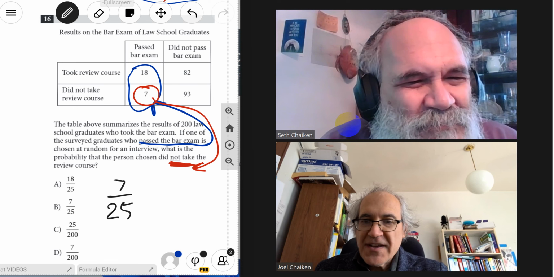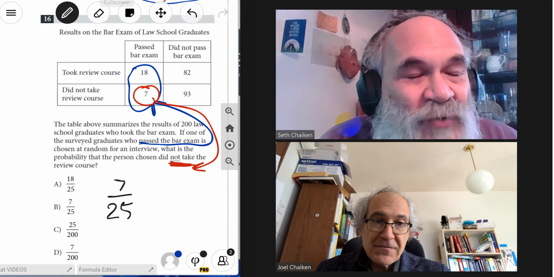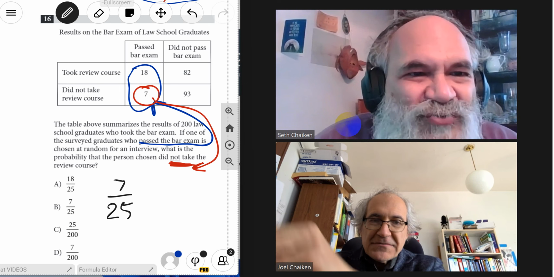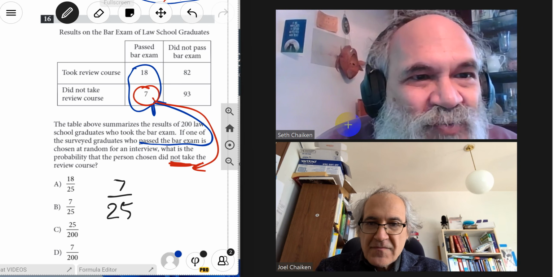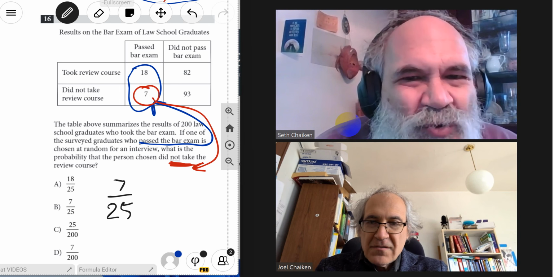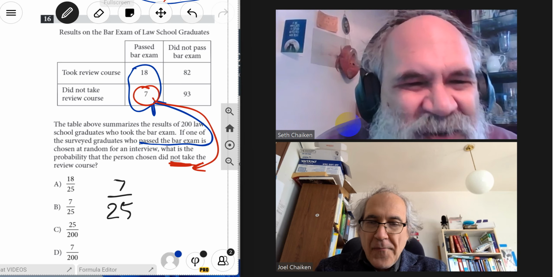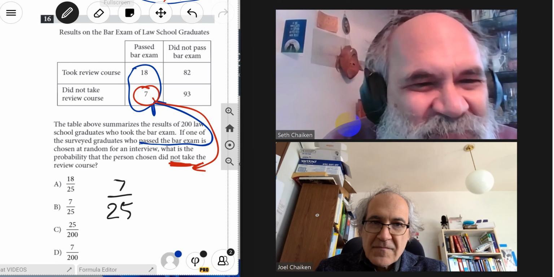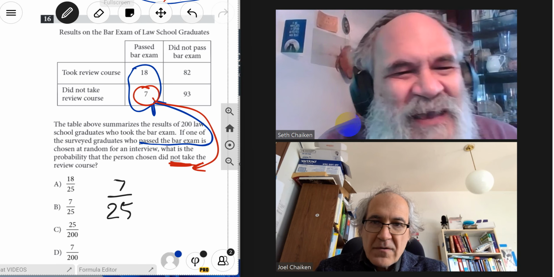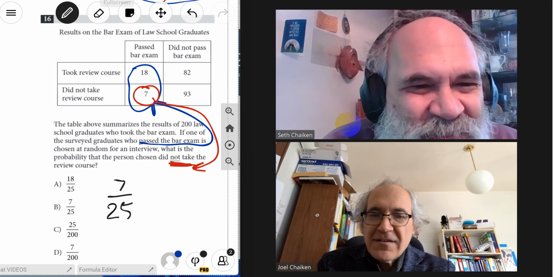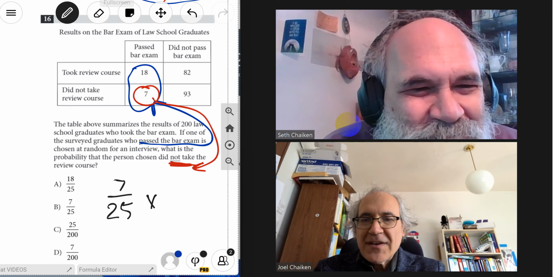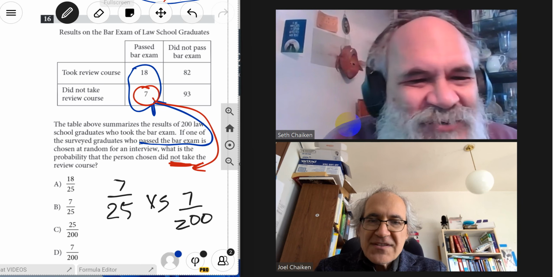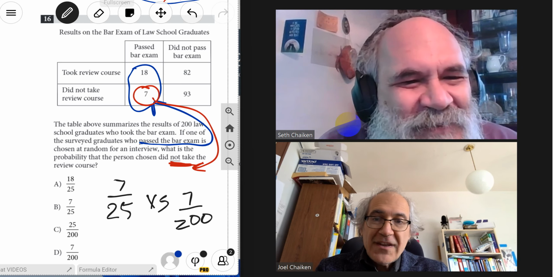right? Well, yes and no. I think we have to be careful. The total that we're interested in is those who passed the bar exam. Those who passed the bar exam is what we're choosing at random from. So what you should do is cross out the people who did not pass the bar exam, and ignore them. Versus 7 out of 200? No, wait, stop.